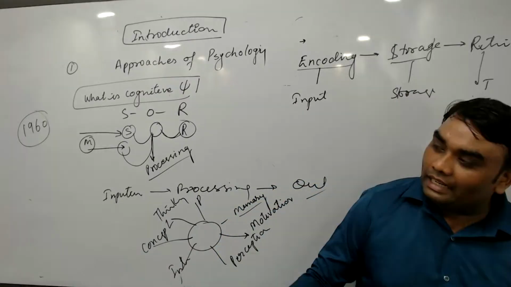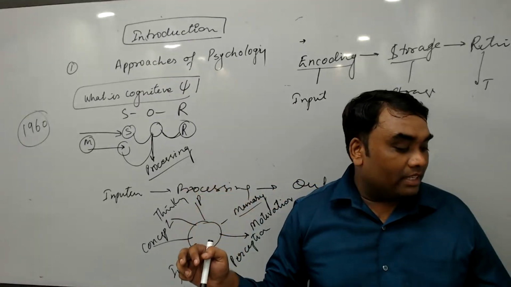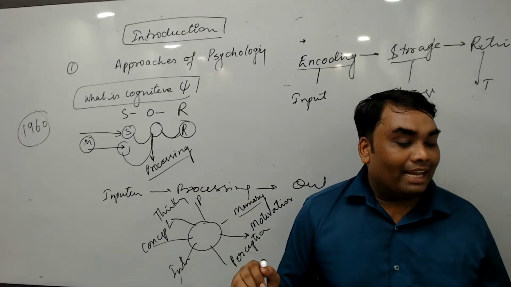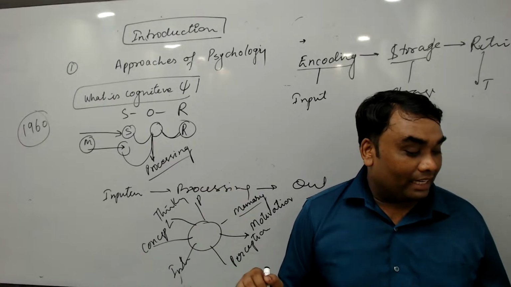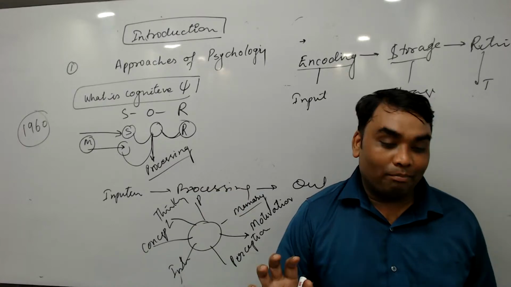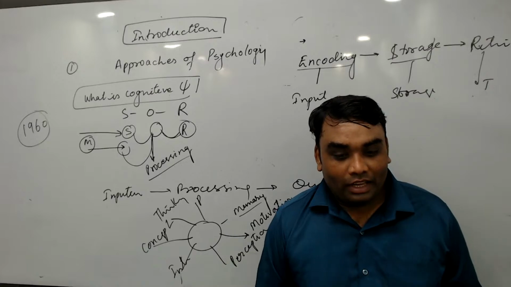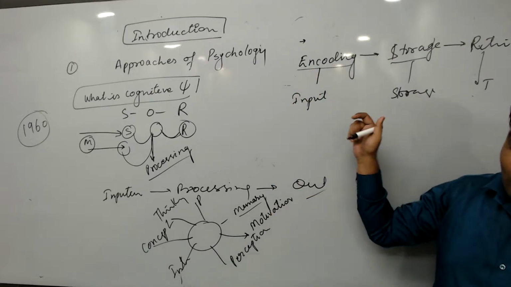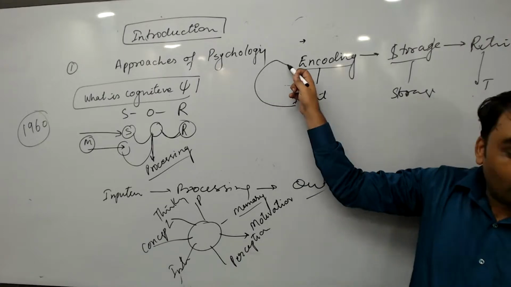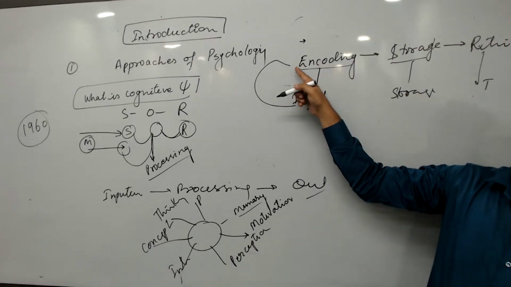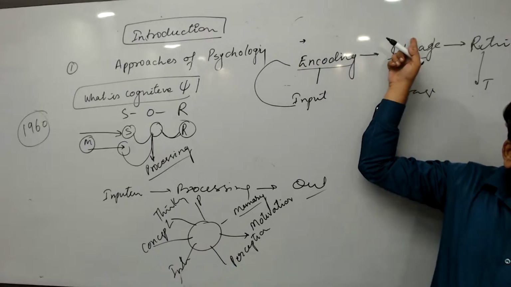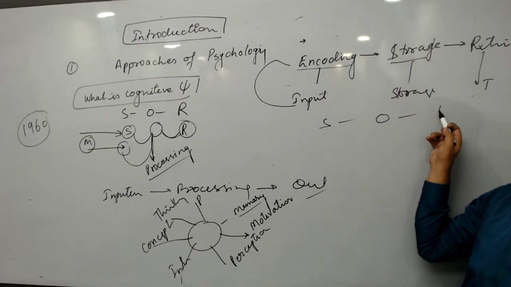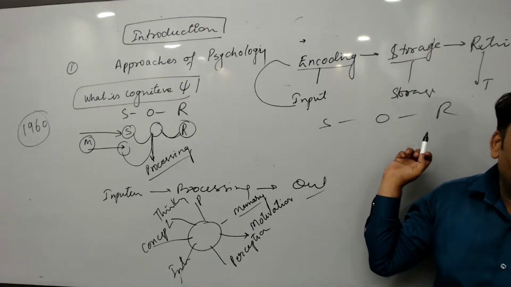So definitely, if they ask whether cognitive psychologists often use the computer as an analogy to explain the relation between cognition and brain, exactly true. You can mention the computer model is this, and cognitive psychologists have used this model. By this model, they try to explain the human brain. They even used the SOR paradigm also to explain human behavior.